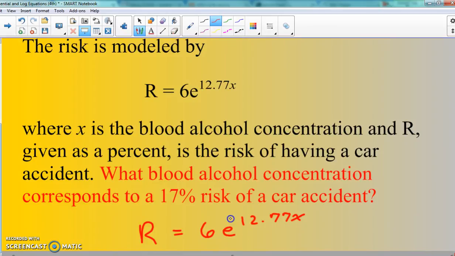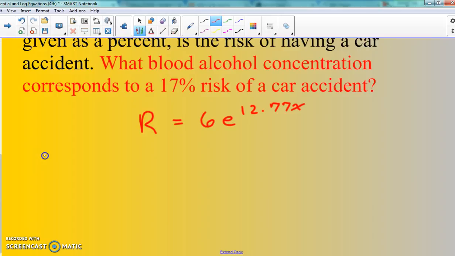All right, so here's the equation they gave us. So R equals 6e to the 12.77x power. All right, so let's go ahead and take a look at this and actually work it out. So let's talk about it. So we said that R is our risk, and it's going to be given as a percent, so we're going to use the whole number there. So our percent here is what number?